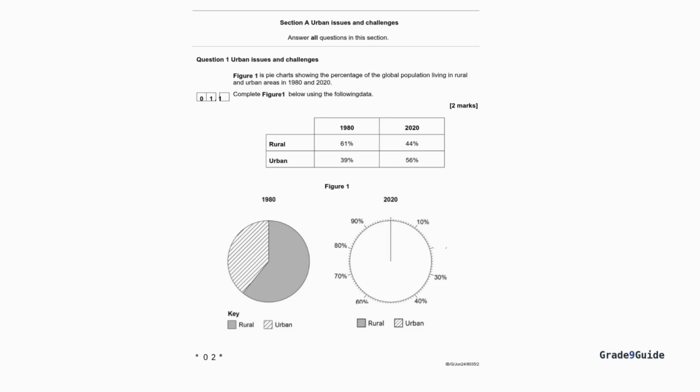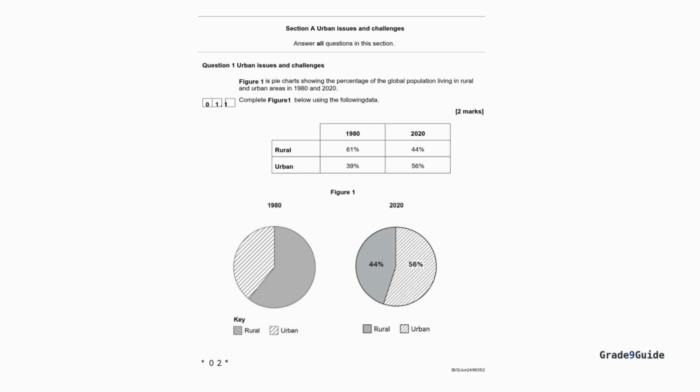Okay, let's kick things off with the first two questions, 1.1 and 1.2. These are all about global urbanization data. First up, question 1.1. Complete figure 1 below using the following data for 2020. Rural 44%, urban 56%. This is a straightforward data plotting task. For the full marks, you just need to draw a line from the center to the 56% mark for the urban population and then shade both sections correctly according to the key.